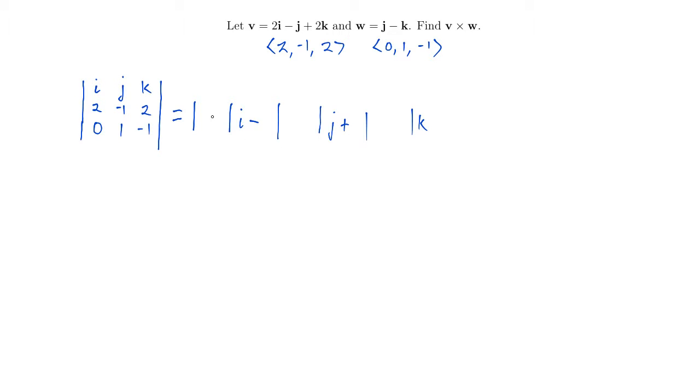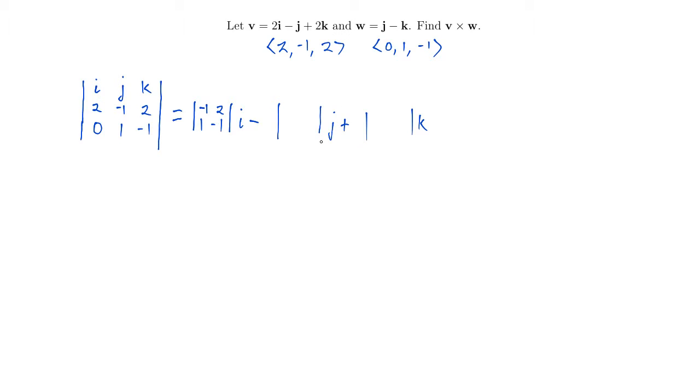Now, what are the 2 by 2 matrices whose determinants I'm taking? Well, I want to cover up i's row and column. So I'm going to ignore the first row and the first column. That leaves me with the 2 by 2 matrix, negative 1, 2, 1, negative 1. And I'll take the determinant of that in just a second.